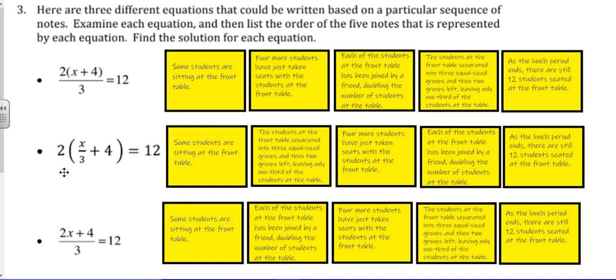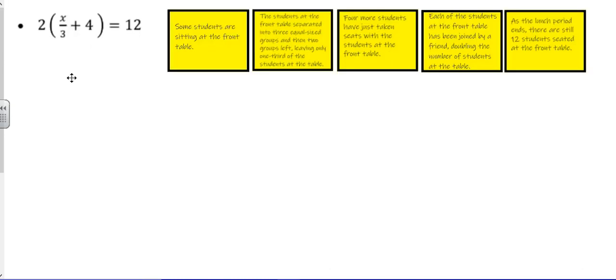So let's take a quick look at this one that we haven't looked at yet. When trying to decide what the order is, if you start with the x and then look to see what was done to the x and kind of work your way out. So here, some students are sitting at the front of the table, and then they were separated into their 3 groups, leaving a third of the students at the table. So it's divided by 3 first. And then 4 students sat down, and then everybody was joined by a friend. And then at the end of the lunch period, there were 12 remaining.